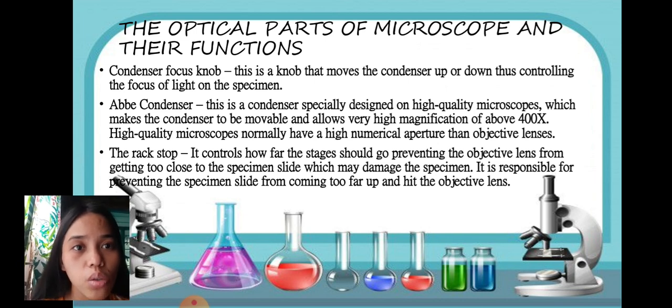Next is the rack stop. It controls how far the stage should go, preventing the objective lens from getting too close to the specimen slide, which may damage the specimen. It is responsible for preventing the specimen slide from coming too far up and hitting the objective lens.